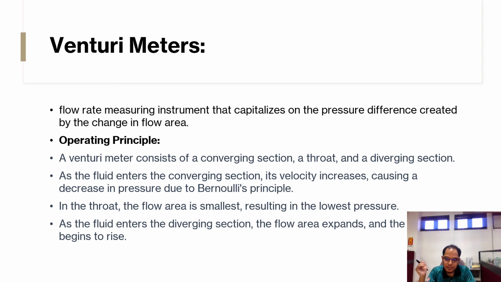Okay, so yang bila dia menuju ke tekak tu, ke throat tu, dia converge. Pada tanda keluar, dia diverge. As the fluid enter the converging section, the velocity increase, causing the decrease of pressure. Ni kalau mengikut hukum Bernoulli lah. Okay, and then in the throat, the flow area is smallest, resulting the lowest pressure. As the fluid enter the diverging section, the flow area expand and then it begin to rise.